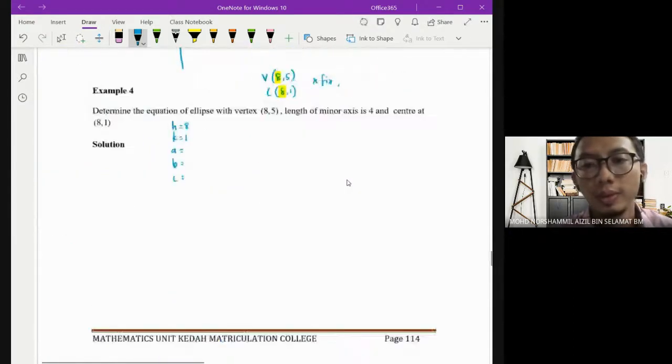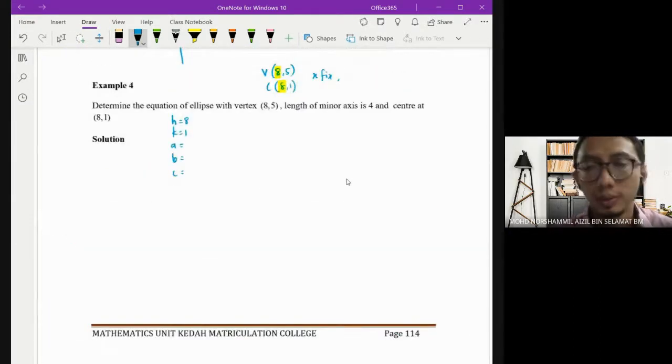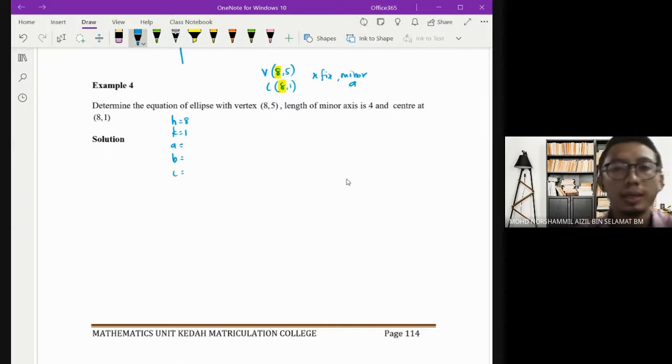Okay. So in this case, the horizontal part fix. So X kita fix. So X going to be minor. So maksudnya minor kita adalah A. You faham tak? Minor kita adalah A. So major going to be B. Okay. So what is the distance between these two? Apa jarak antara ni? Dua titik ni.